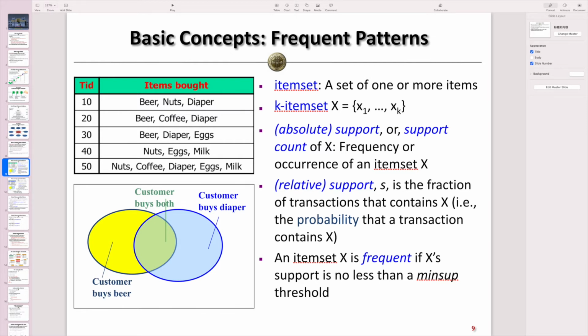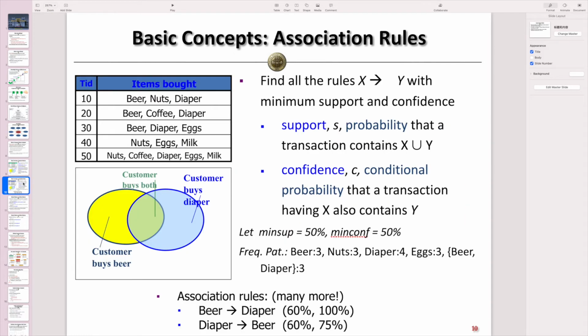Okay, so these are some basic concepts we need to define before we talk about how to do the frequent pattern mining and analysis. And besides these concepts, we also need to introduce some information about the rules.